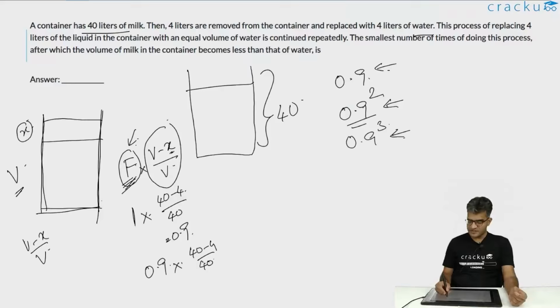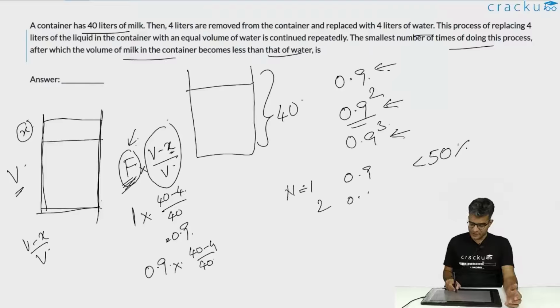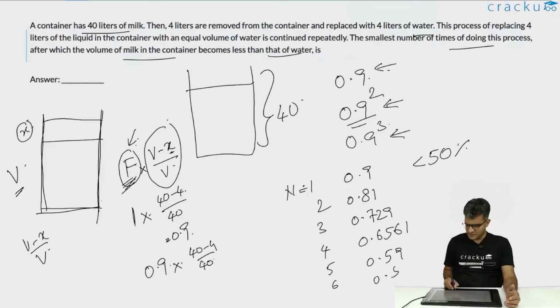We are required to calculate the smallest number of times we have to repeat this process so that the volume of milk in the container is less than that of water, or essentially we want this percentage to be less than 50%. When does this happen? When n is 1, it is 0.9. When n is 2, it is 0.81. When n is 3, it is 0.729. When n is 4, it is 0.6561. When n is 5, it will be approximately 0.59. When n is 6, it is approximately 0.53. When n is 7, for the first time, this will drop below 50%. When n is 7, 0.9 to the power 7, you can calculate, will be approximately 0.48.